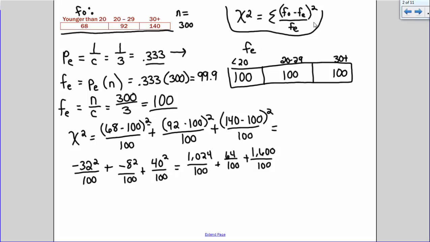So now I'm going to solve for my division. So I end up with 10.24, 1,024 divided by 100, plus 64 divided by 100, 0.64, plus 1,600 divided by 100, 16. So if we add those together, we get 26.88 for our chi-square statistic.